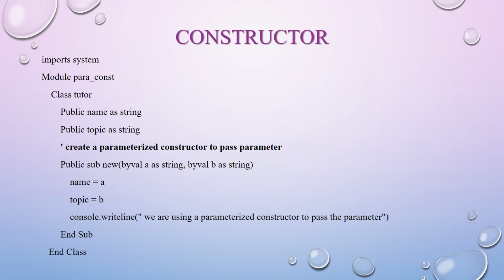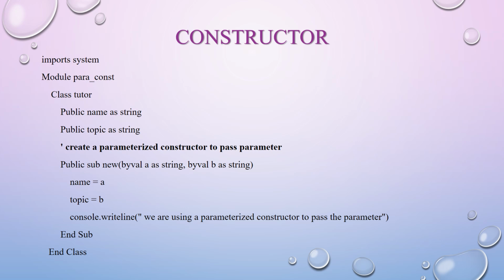First, we import the System namespace, so we can use console input and output functions like Console.WriteLine. Then we create a module called paraConstant. This acts as a container for our class and the Main method. Next comes the class Tutor. Inside the module, we define a class named Tutor with two string variables, name and topic.